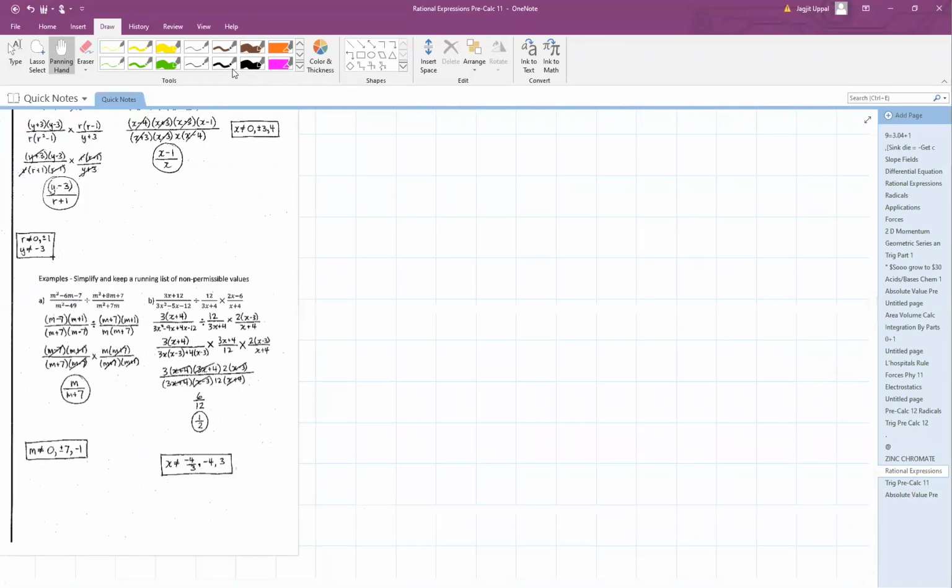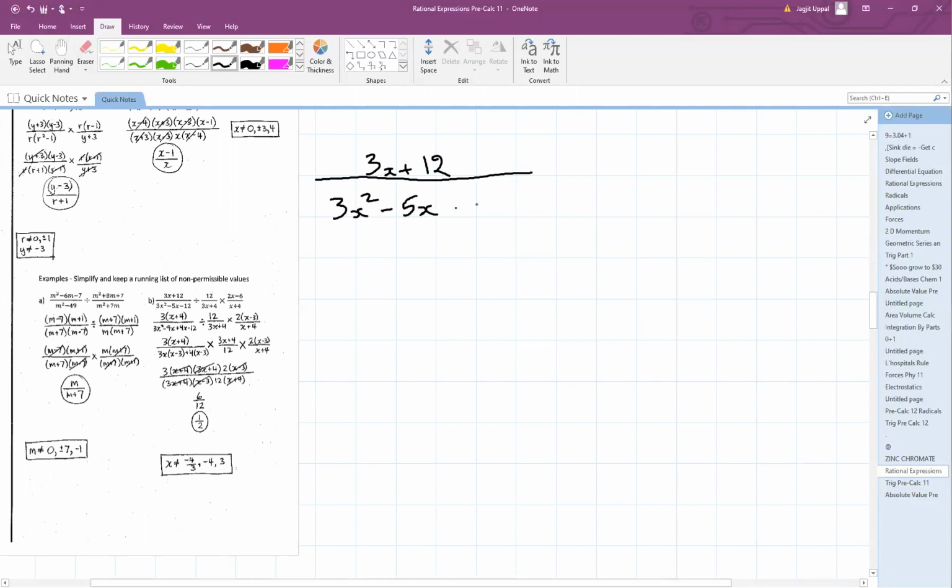Okay. The next one should be super simple. You should be able to help me out on that. We have 3x plus 12 divided by 3x squared minus 5x minus 12, divided by 12 over 3x plus 4, times 2x minus 6 over x plus 4.